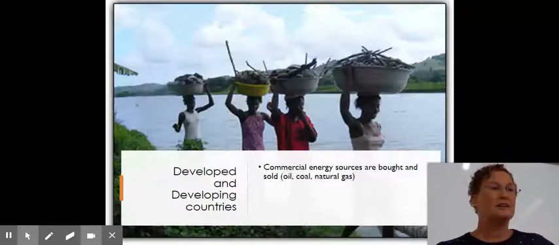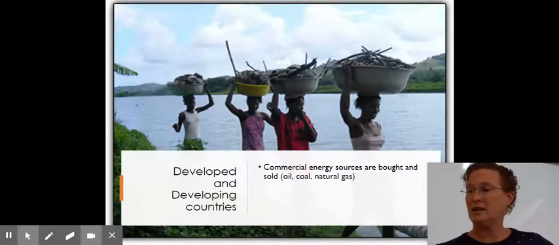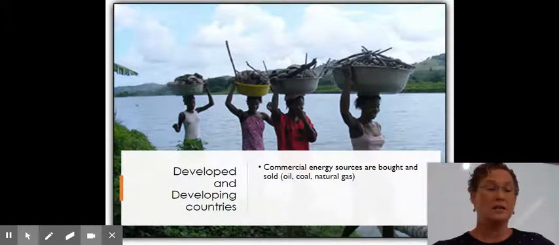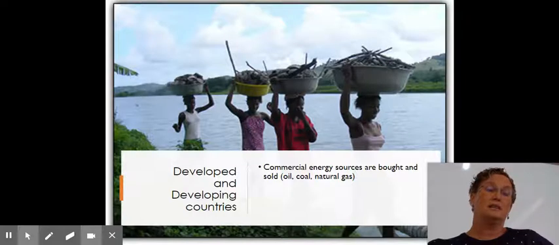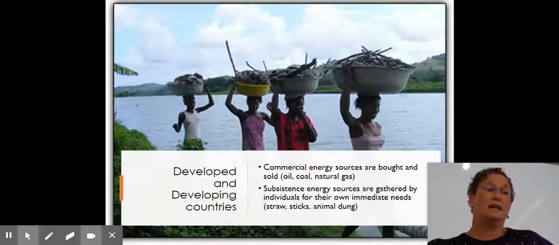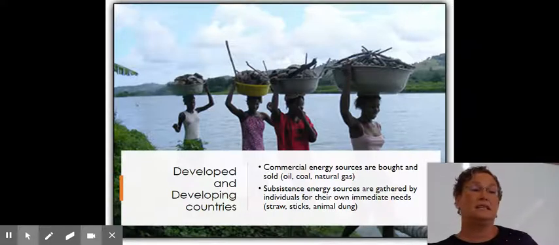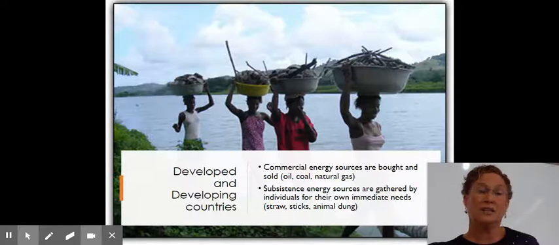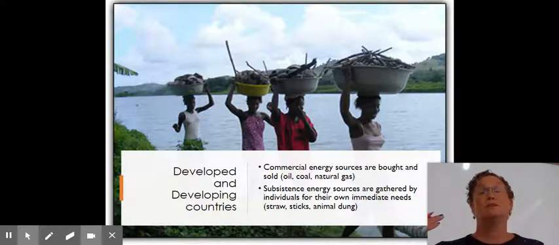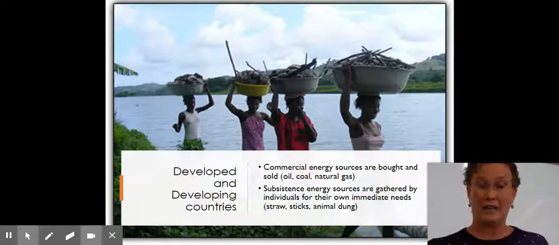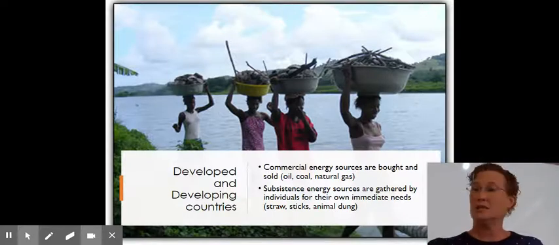Okay, so developed and developing countries on page 3 is where you're taking notes now. Commercial energy sources are bought and sold, okay? And subsistence energy sources are gathered by individuals for their own immediate needs. So straw and sticks and animal dung, those are things that are being used more in developing countries, whereas developed countries are buying their energy. And there's a different type of energy that's used. So you can pause that if you need to write that down in your notes.